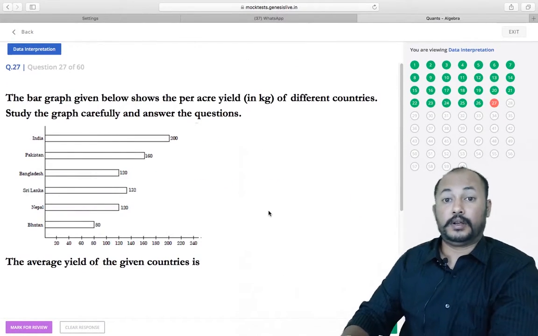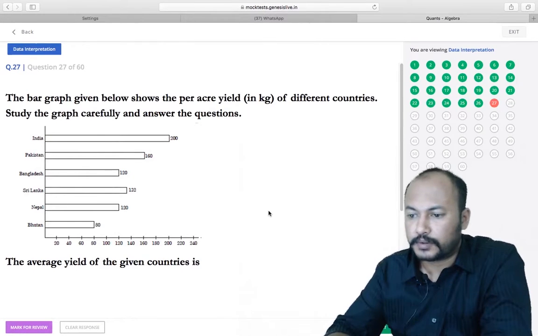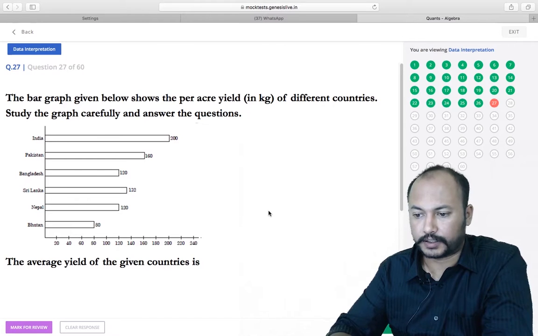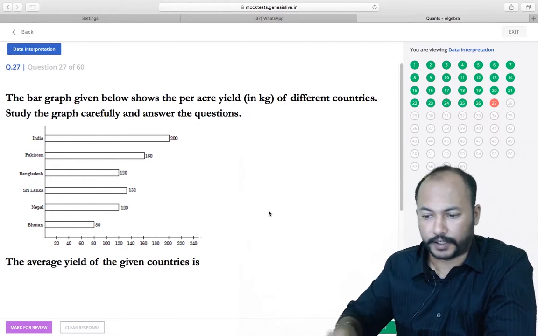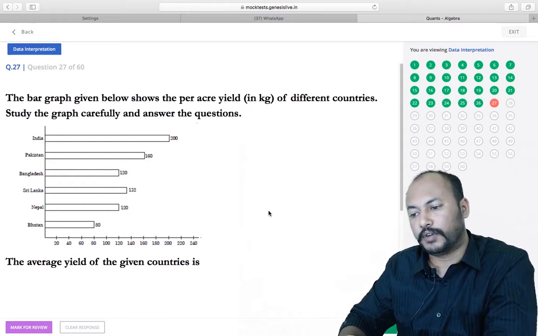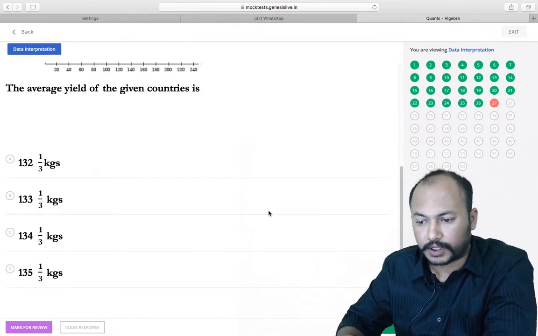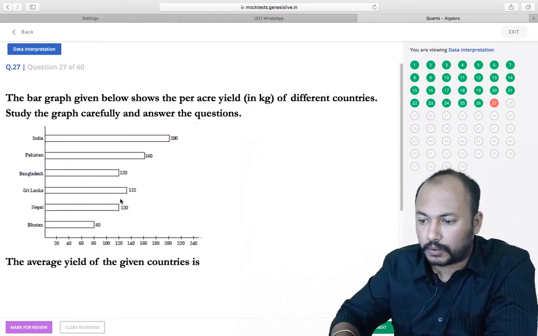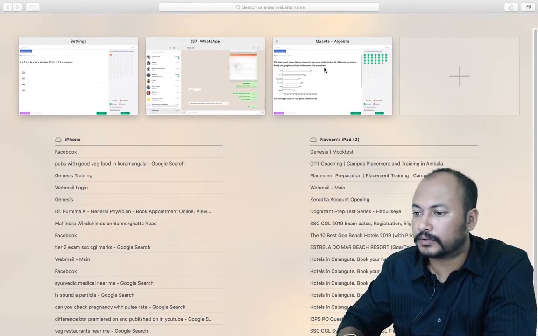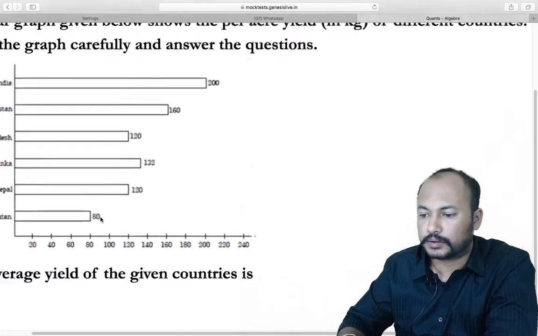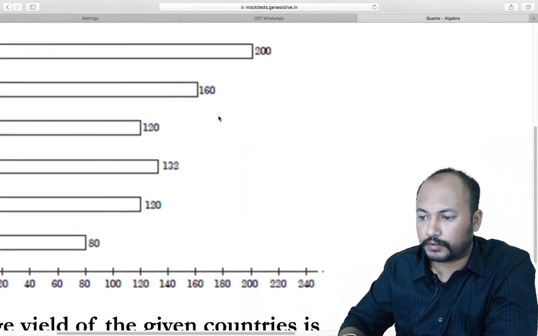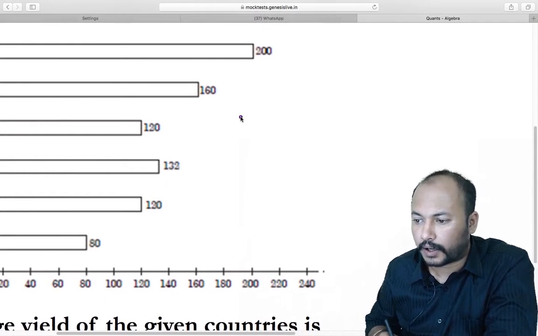Okay, next question, a new caselet. The bar graph given below shows the per acre yield of different countries on the y-axis, and you have the per acre yield. Fine, great. So the average yield of the given countries is... options are very close by, so let me just zoom in. Fine, so I have these values.